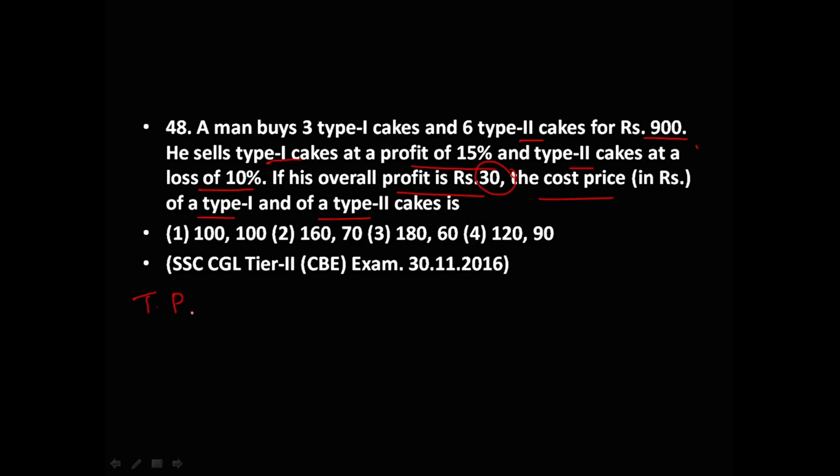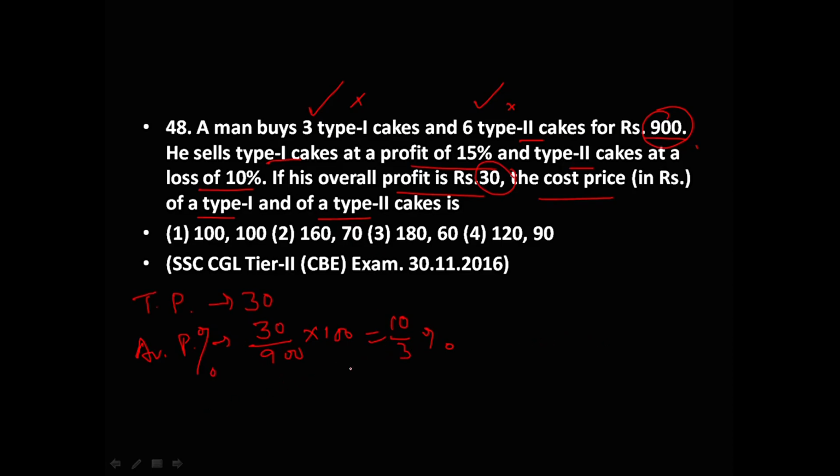Total profit is given as 30. So what is the average profit? Average profit will be calculated on 900, because there are 3 type 1 cakes and 6 type 2 cakes. We don't know the exact price of each. So average will be 30 upon 900 into 100. Clear? It will be 10 by 3%, which is the average profit percentage.